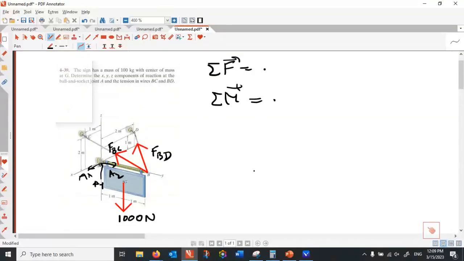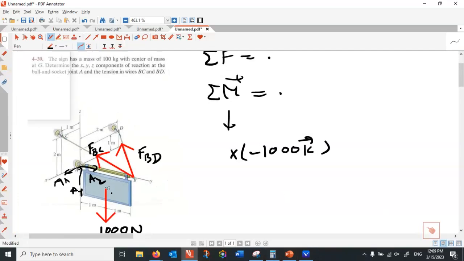And net rotation is this equation. I expand this for you. So starting with 1,000. 1,000 is minus 1000K. And what is the position vector of this one? The position vector is AG. I have to go from A to G. For that, the panel, what is the width of the panel?